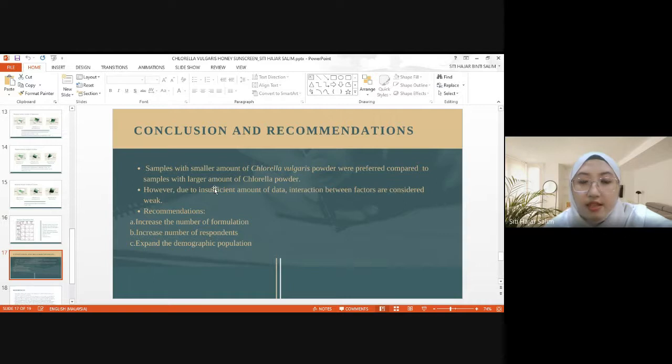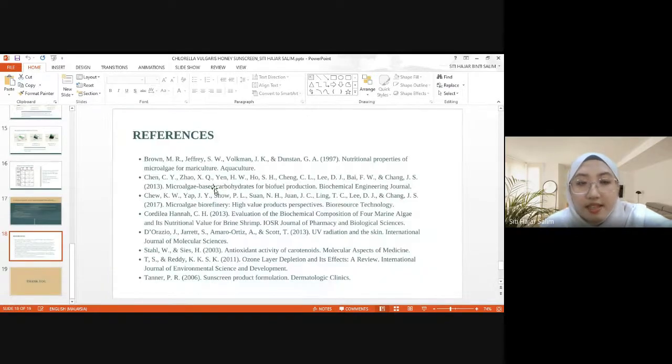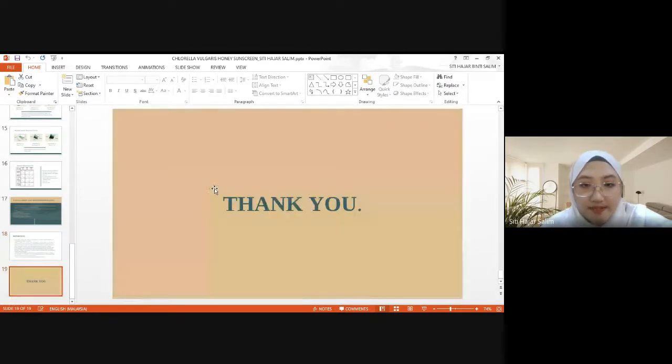Hence, the demographic population should be expanded so that we can study the effect of this sunscreen on various groups of people from different races and age groups. With that, I end my presentation. Thank you so much.